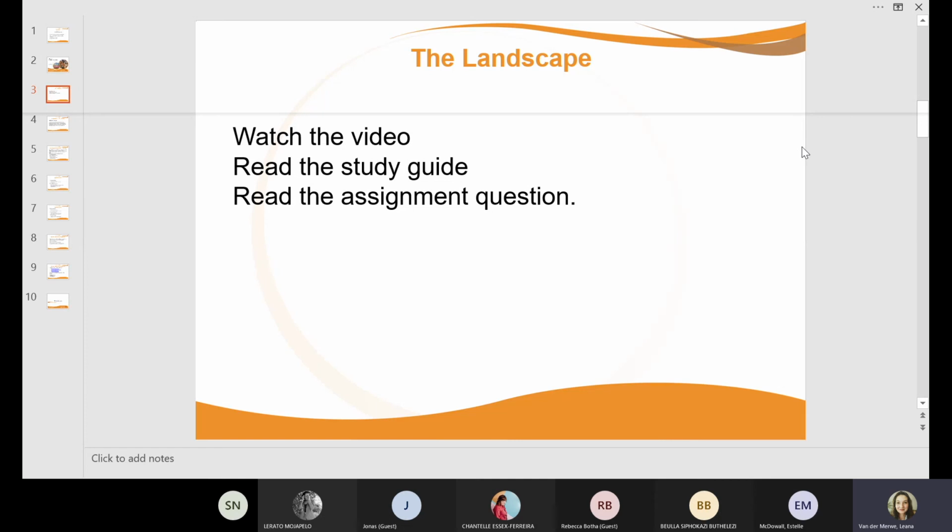Now, the learning unit that this assignment is based on is Learning Unit 2. So you will see your study guide has 3 units, but this year we're not going to do Learning Unit 3. So Learning Unit 1 is the first assignment and Learning Unit 2 is the second one. And this learning unit is all about the landscape.